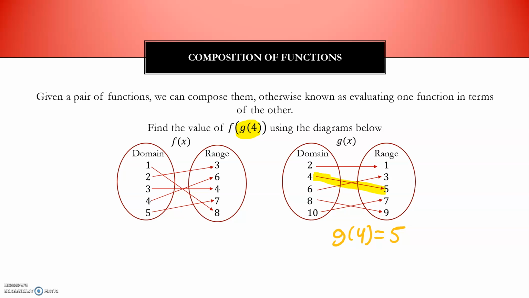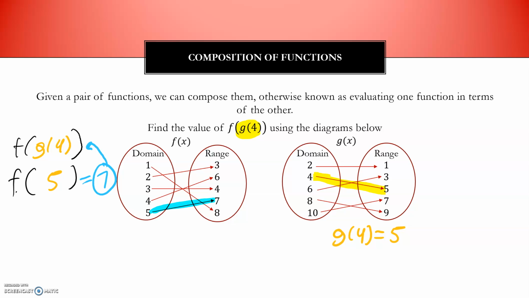And so what I'm saying here is find f of g of 4. If I know what g of 4 is, I can substitute it. So I'm saying find f now of 5. In f, I go to 5 and I find 7. So f of 5 equals 7, and that's equal to f of g of 4. So you're finding the value of the inside function and then plugging it in to the outside function.